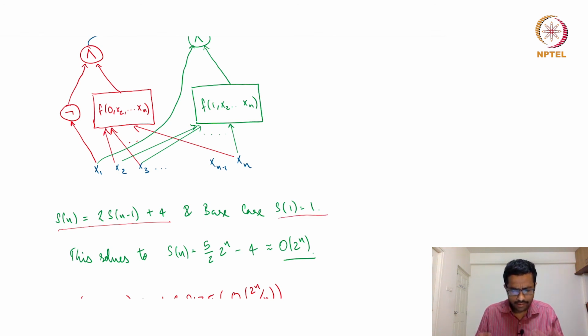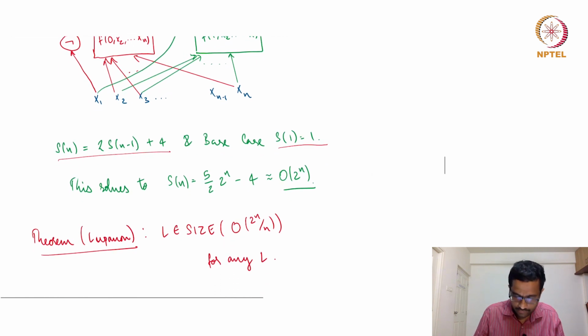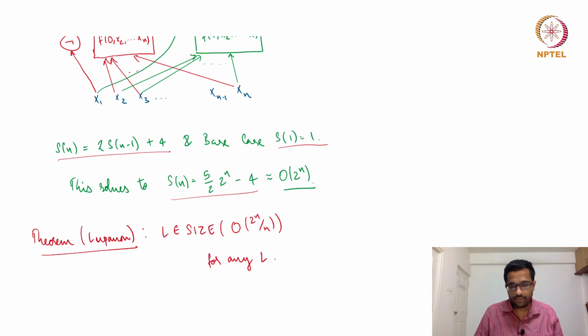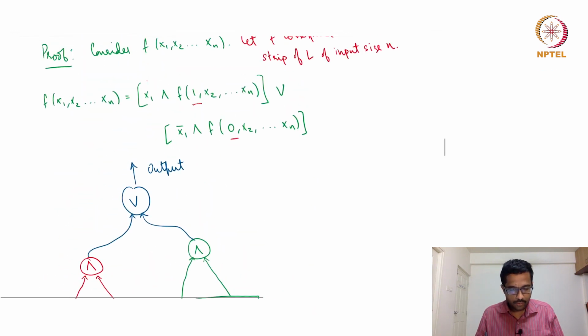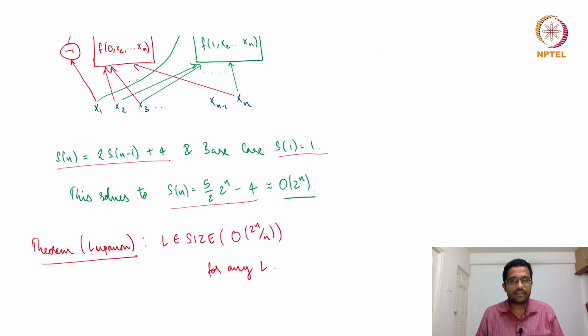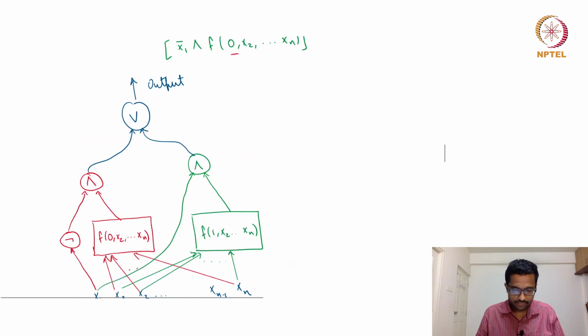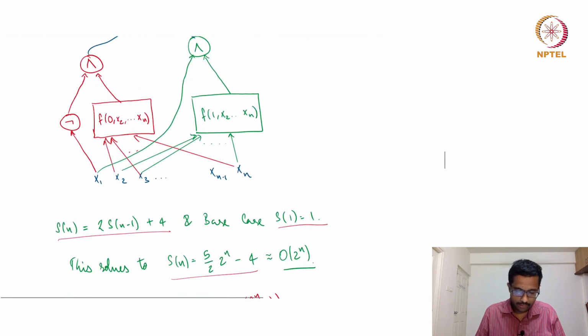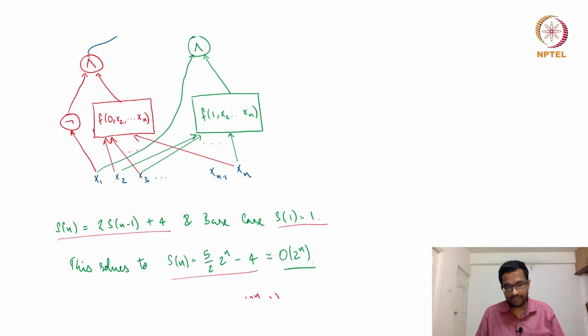And if you solve this recurrence relation, you will get this expression. Sn is 5 divided by 2 multiplied by 2 power n, minus 4. And this is order 2 power n. And that's it. So this shows that any function can be constructed in order 2 power n size. To be more precise, it's 5 divided by 2 times 2 power n. So it's an inductive argument, a recursive argument.